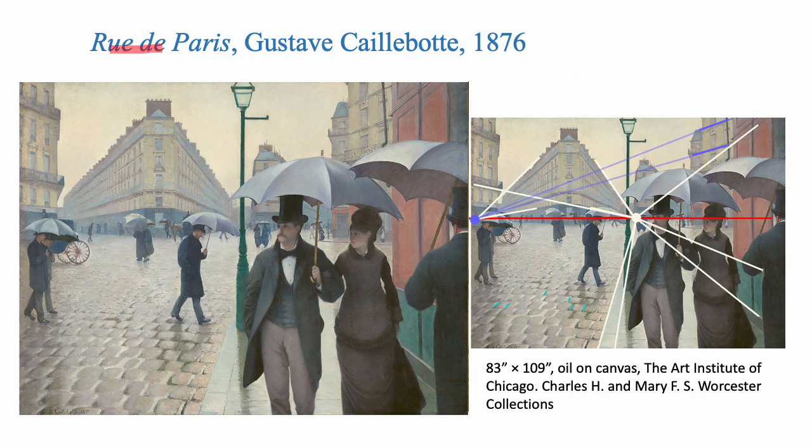Rue de Paris is about 7 feet tall, so the figures in front are nearly life-size, and the eyes of the figures in the painting lie on the eye level of the viewer, meaning that they're as tall as the viewer. So both the large size of the painting and the position of eye level makes the viewer feel that he could just walk into the painting.